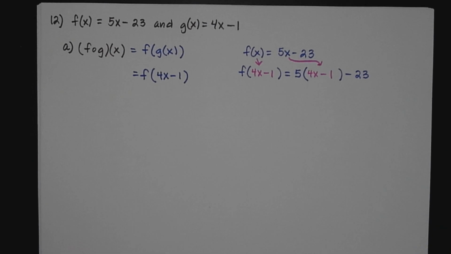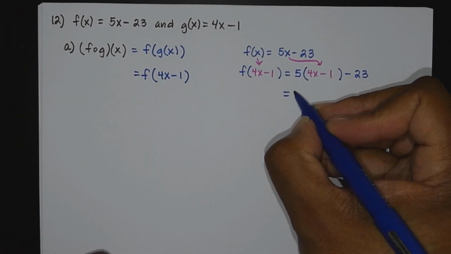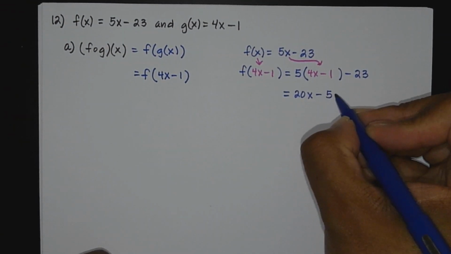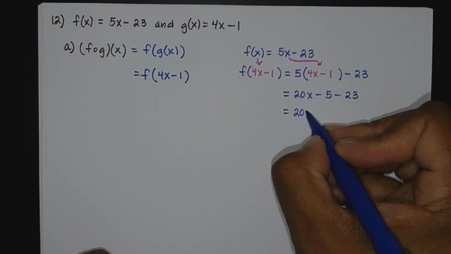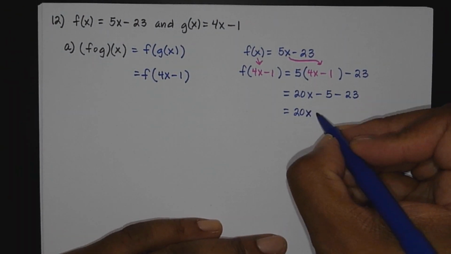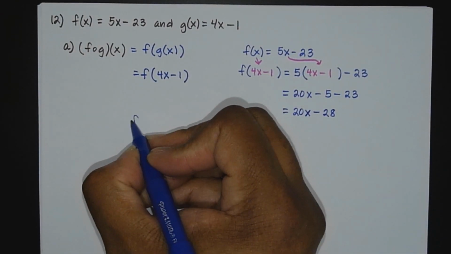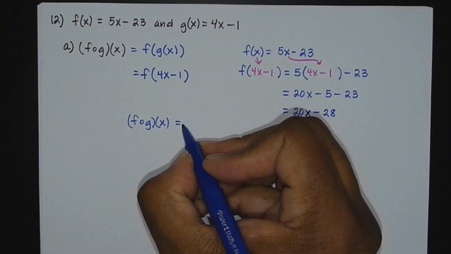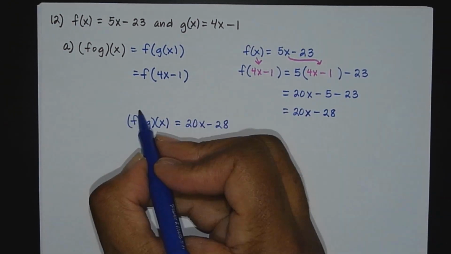Now let's simplify this side here. Distribute the 5 over the 4x minus 1, you'll get 20x minus 5. Bring down the minus 23. And then you'll have 20x. What's minus 5 minus 23? Negative 28. So it'd be 20x minus 28. So this represents what the composition of f with g of x will be.